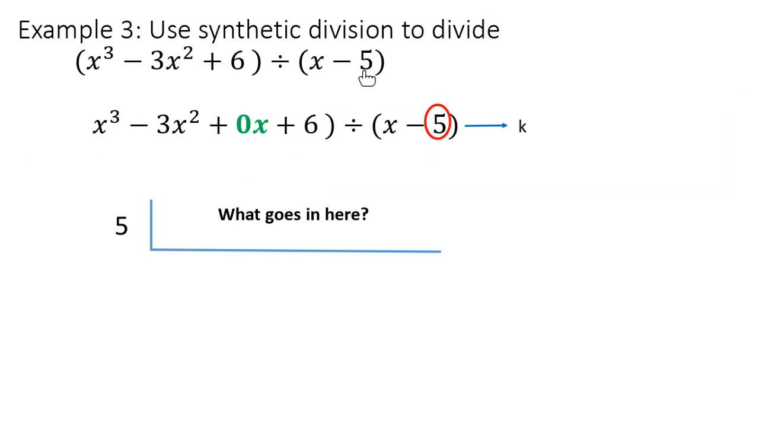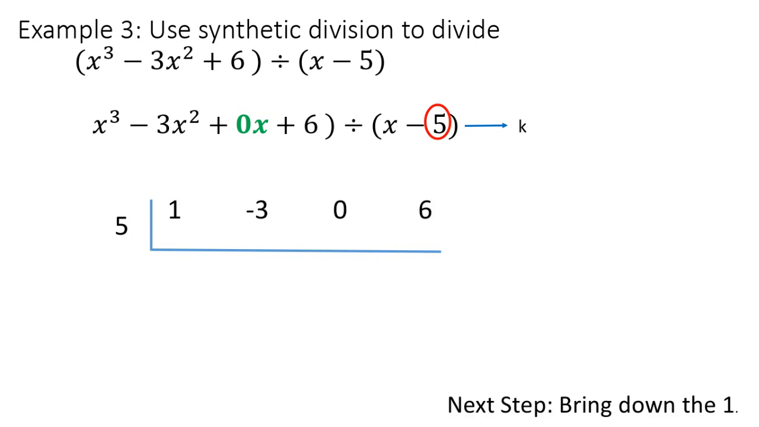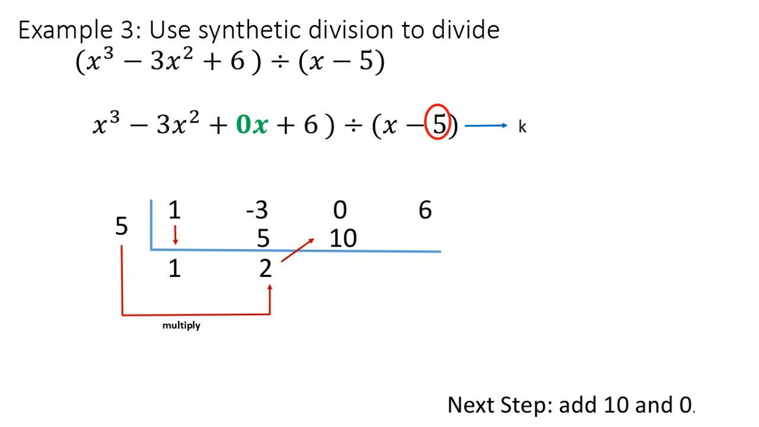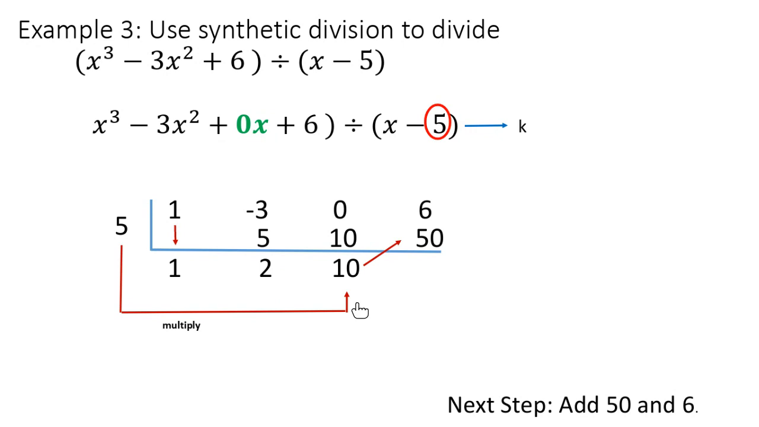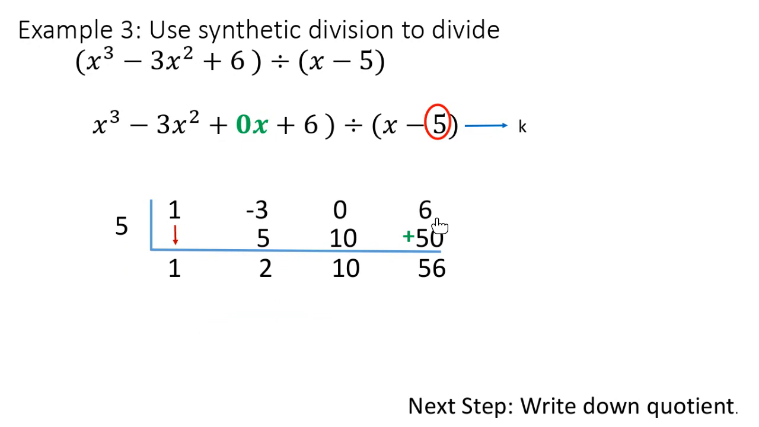So my c is going to be 5, or my k is going to be 5. And my coefficients will be 1, negative 3, 0, and 6. Bring down the 1. 5 times 1 is 5. If we add, we get a 2. And then we multiply again. 5 times 2 is 10. And then we add 10 plus 0 is 10. And 5 times 10 is 50. And then we add 56.